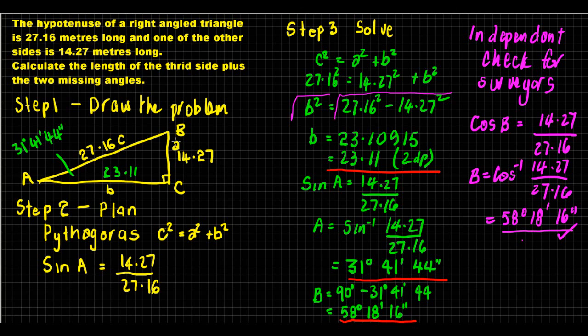We get sine A equals 14.27 over 27.16, as we said. Now we know that A equals the inverse sine, sine to the negative 1, of 14.27 over 27.16. Notice how I've left all of the calculation right to the end so that we can get the maximum accuracy into our answer. So here we go. A equals 31 degrees, 41 minutes, 44 seconds.